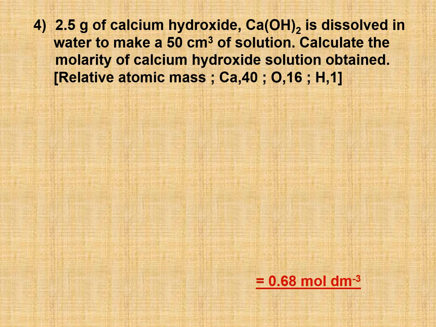2.5 gram of calcium hydroxide is given to you, this is the mass of calcium hydroxide, and 50 centimeter cube is the volume of the solution. Question asks you to calculate the molarity. Okay, molarity should be in mole per dm cube. So first, calculate the number of mole by using the magic triangle number 2, like the previous magic triangle. Calculate the number of mole first, then divide by the volume, and don't forget to convert the volume from centimeter cube to decimeter cube.